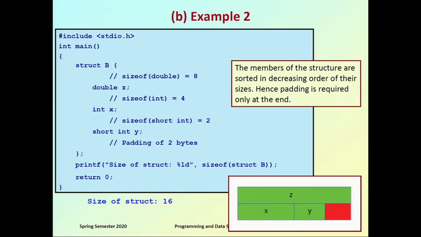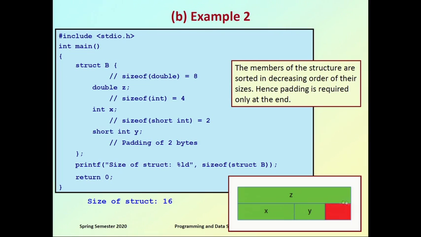Now, we see the members of the structure are sorted in decreasing order of their size, hence padding is required only at the end. So, that means here it is 8 bytes for z. It will start because that is the largest, and the next one is 4 bytes, so it will start from here. Since the short int is 2 bytes, there is still memory space, so it will be stored next to y, 2 bytes, and then 4 plus 2 is 6.